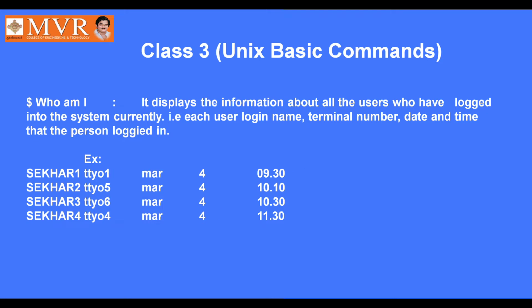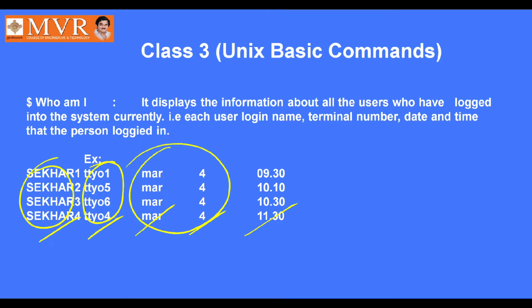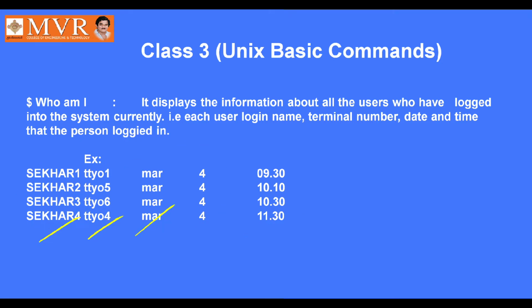The who am I command gives 4 or 5 columns, where the first column represents the username, the second represents the terminal number on which the user is working, and then the date, followed by the time when the user has logged into the system. These are the 5 things you will get when you use the who am I command. Generally this command is used by administrators to check whether all users are logged in or not.